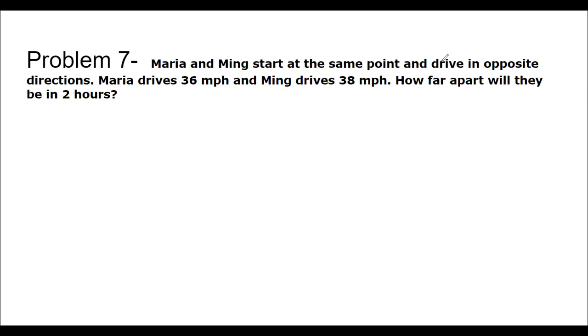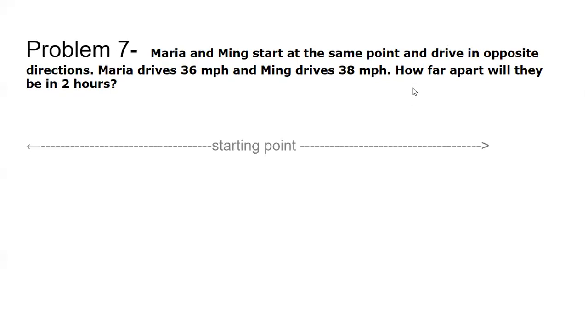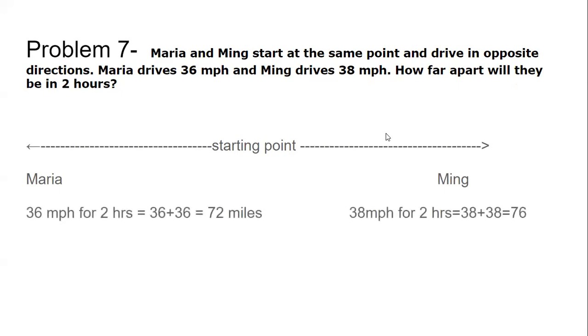So we just add the two together, and we get 148. All right, and let's look at a little better, more professional look here. There's the starting point. Oh, I did Marie on that side and Ming on that side. That's okay. It's just kind of the opposite. Marie goes 36 and 36, 72. Ming, 38 and 38, 76. You add the two together to get 148 miles apart.